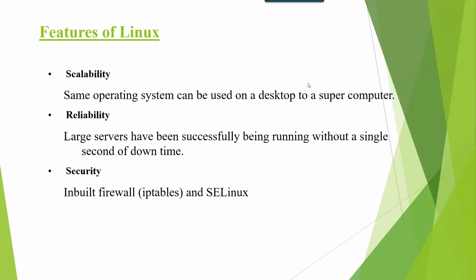So scalability means the same operating system can be installed on a normal desktop PC up to a supercomputer. In Windows, there are two types of operating system: client operating system and server operating system. Client means which requests for the services. Server means which provides the requested services. So there are two types of operating system.